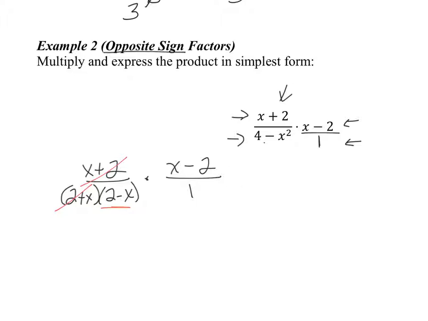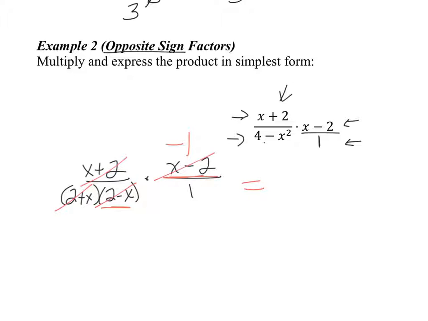Now this one and this one, these are the opposite sign factors. So we have a positive 2 here and a negative 2 here. Here I have a negative x, and here is a positive x. So when we cancel these out, we put the negative 1 on the top.